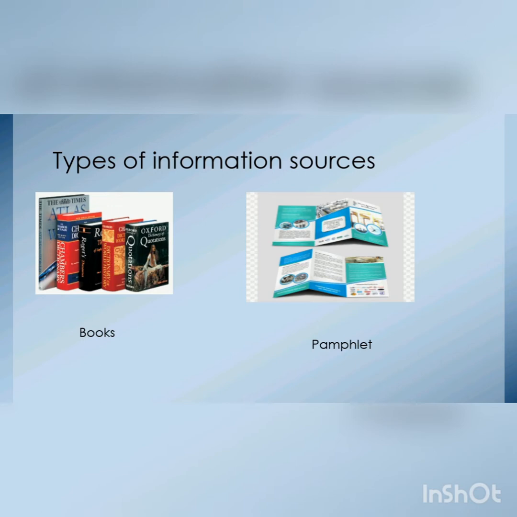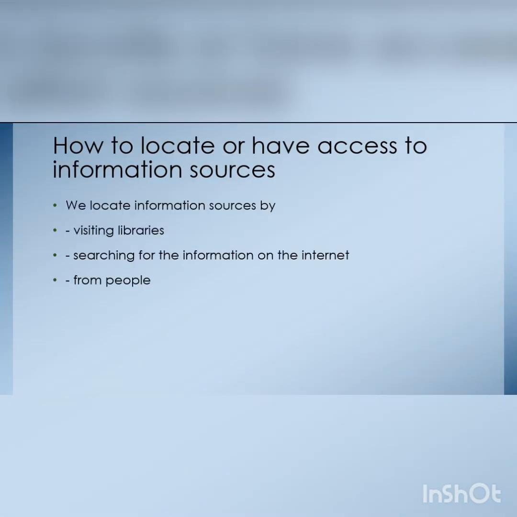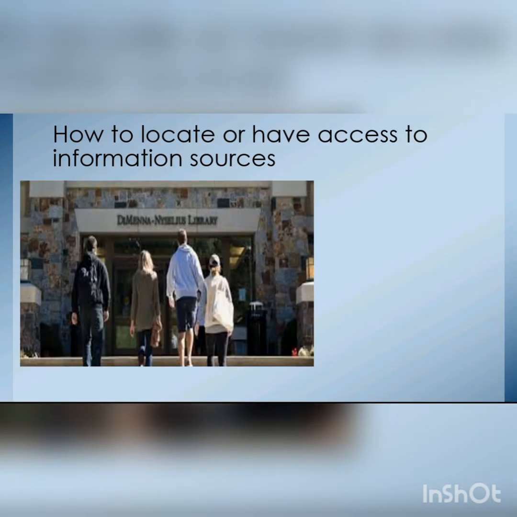So how do we locate or have access to these information sources, since we are expected to successfully locate and utilize information from information sources? We visit libraries, we search for the information from the internet, and we as well get this information from people that we live with or the people that are around us. The slide shows people visiting a library to have access to information sources.